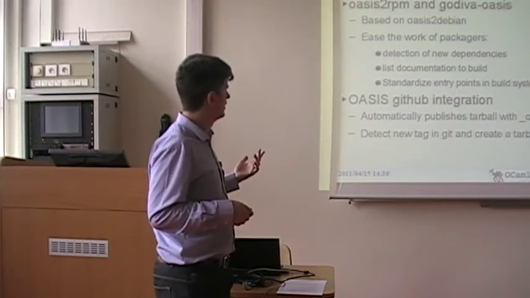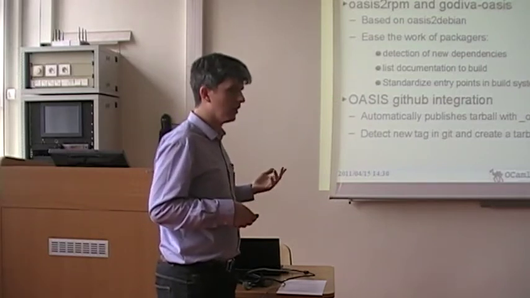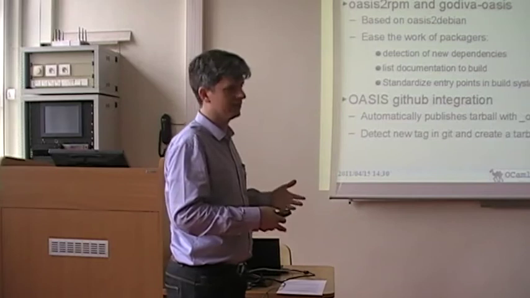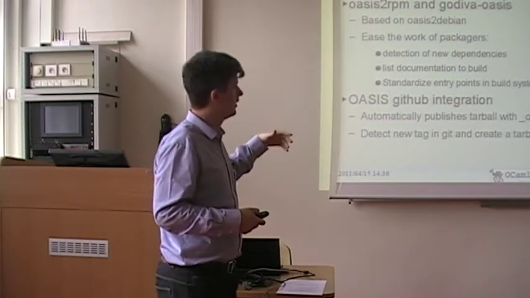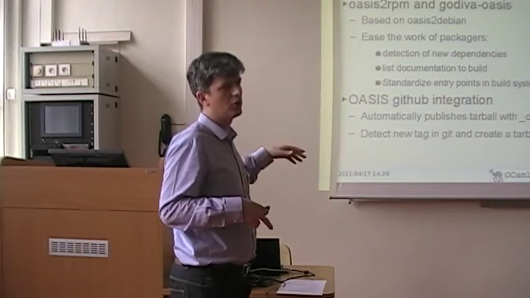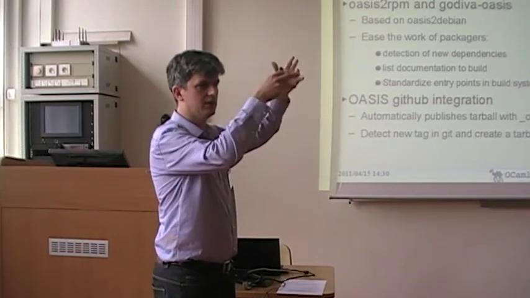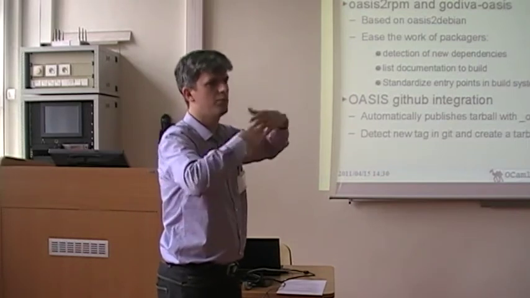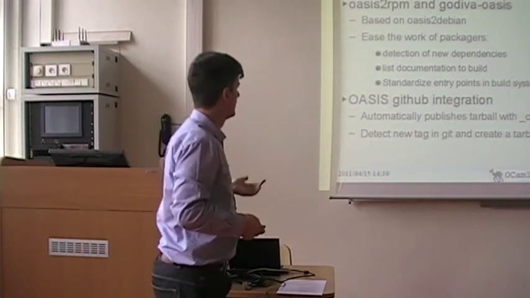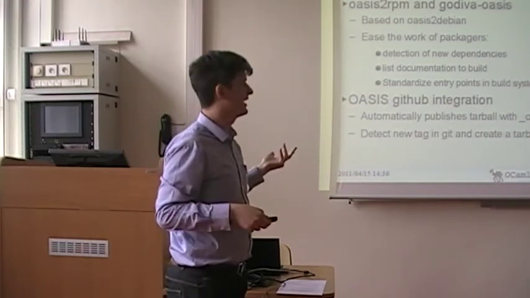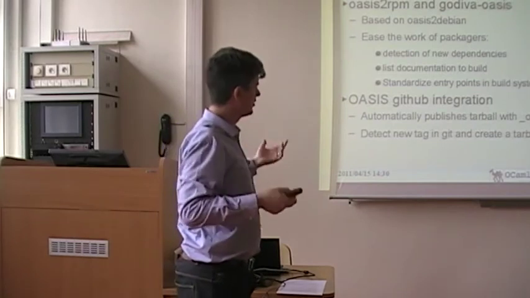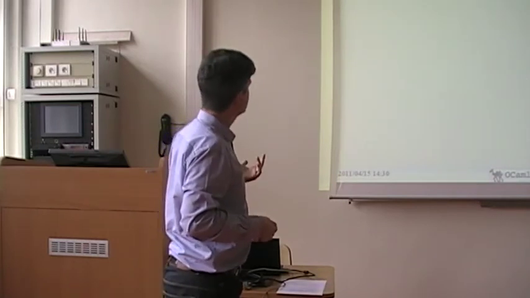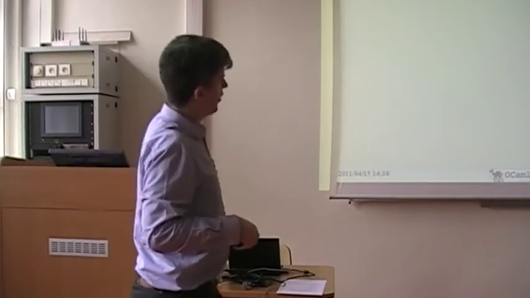There's also an OASIS GitHub integration, which is very simple. When you push a tag to GitHub, OASIS should be able to detect it, download the project, build a tarball of it, and publish it in OASIS-DB. It would be almost magic to do that, but since I don't know GitHub very well, I'm calling for help on this point. And then there's this big project, OCaml platform.